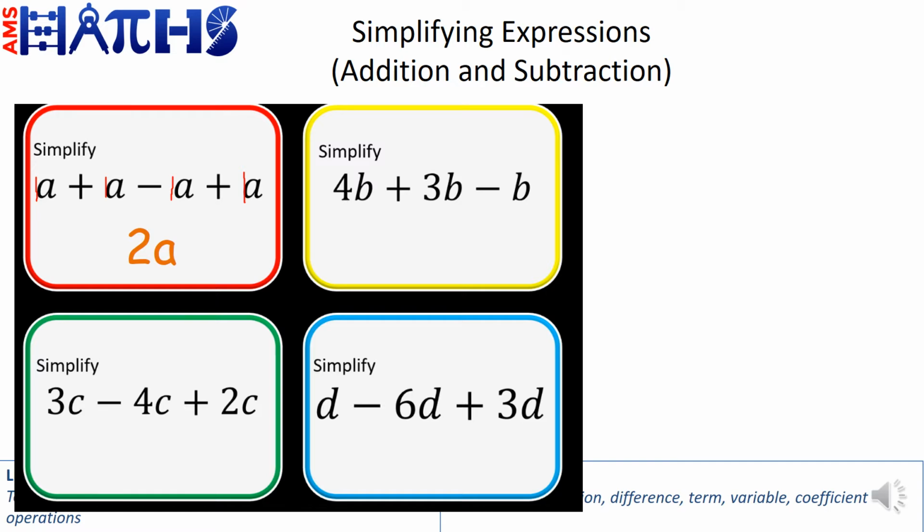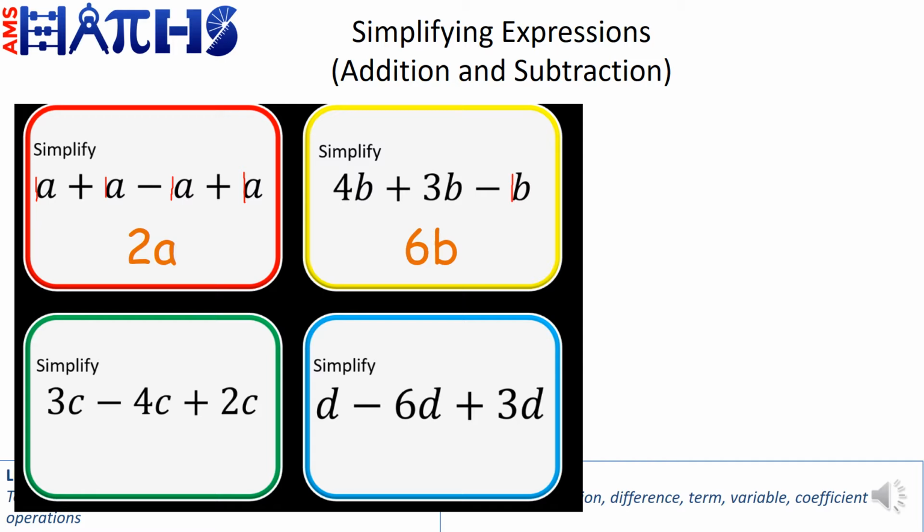In the yellow box, we are tasked to work out 4b plus 3b minus b. So all we need to do is take them in stages. So 4b's plus 3b's would be 7b, and then we need to subtract 1b from that. So we're left with 6b.